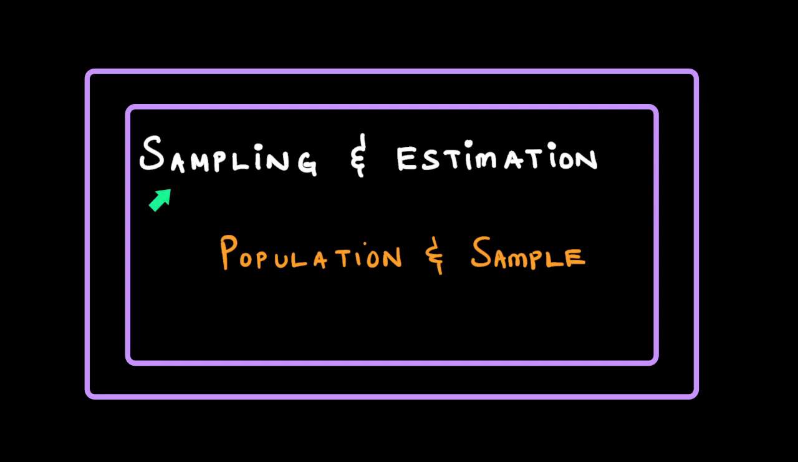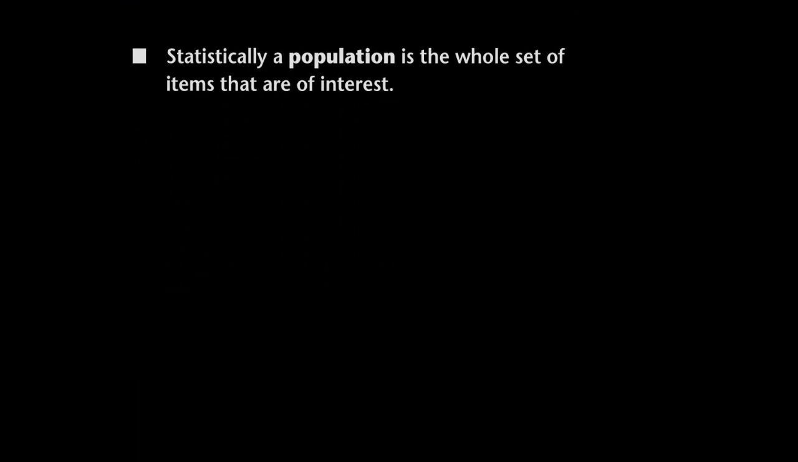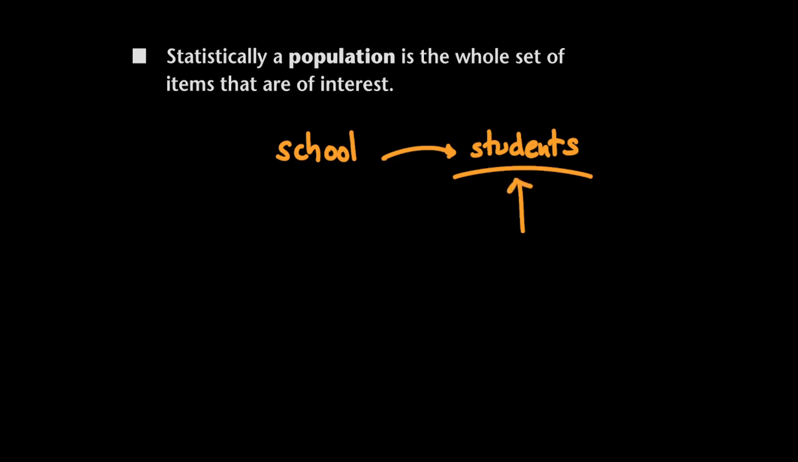In this video, we will learn about the basic concepts of sampling. Now, let's first look at what we mean by the term population. Statistically, a population is the whole set of items that are of interest. That means if we are talking about a particular school, all the students in that school will be the population that we are interested in. So that is what we mean by the term population.